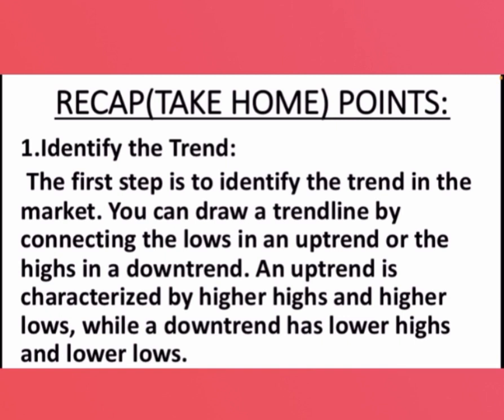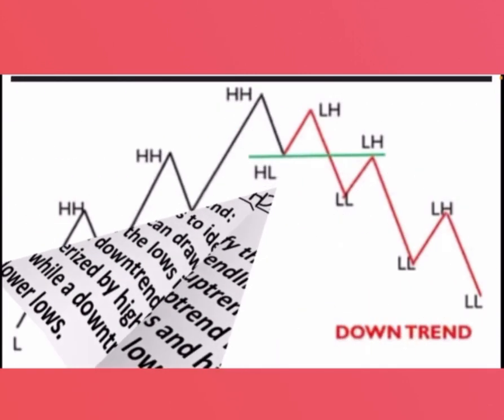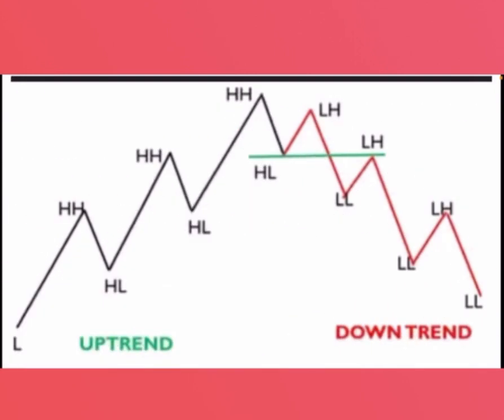You can draw a trend line by connecting the lows in an uptrend or the highs in a downtrend. Now, an uptrend is characterized by higher highs and higher lows, which I've said, while a downtrend has lower highs and lower lows. So you identify the trend of a market first. Okay, when you log into either MetaTrader 4 or MetaTrader 5, you identify the market trend first. That is the first thing to do on a higher time frame. Okay, so this is an uptrend. You can see the uptrend is characterized with what? The higher highs and higher lows.